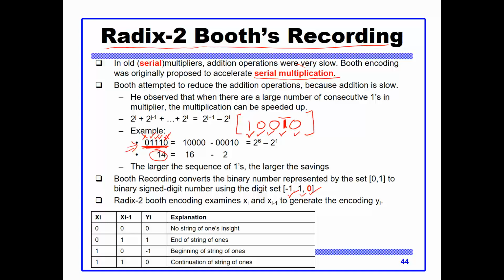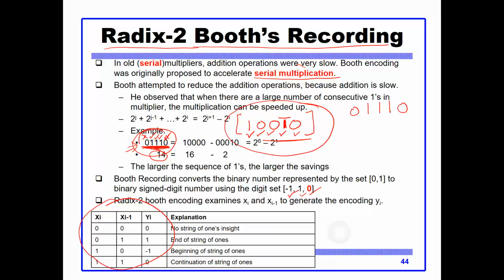So now you can see, while this one will trigger three additions, this will trigger just one addition and a subtraction, a saving of one addition. And I'm talking about this number being the multiplier. Now how can I convert this 0, 1, 1, 1, 0, which is the binary number, into Booth recoding? We'll have to use something like this table.